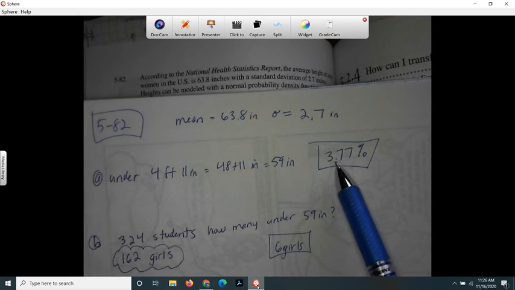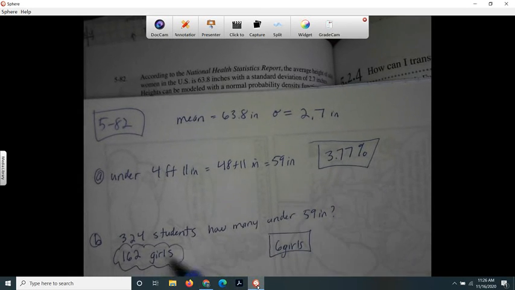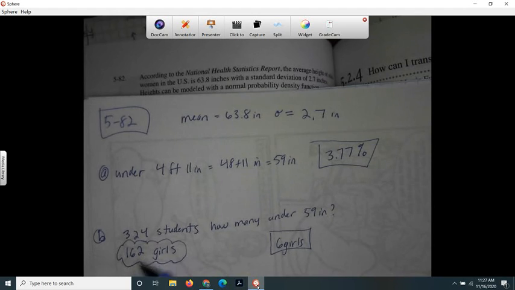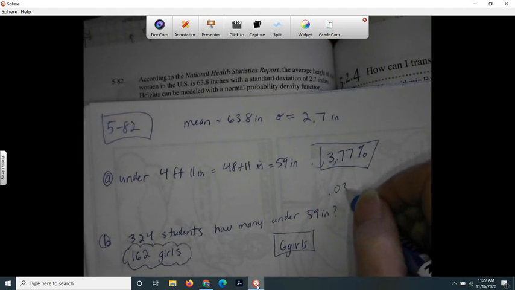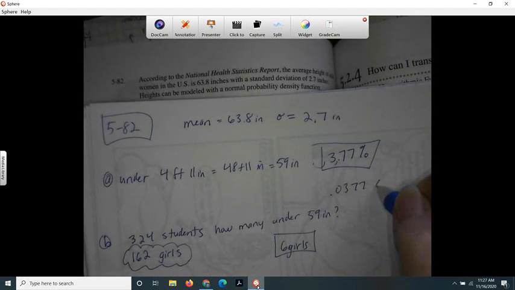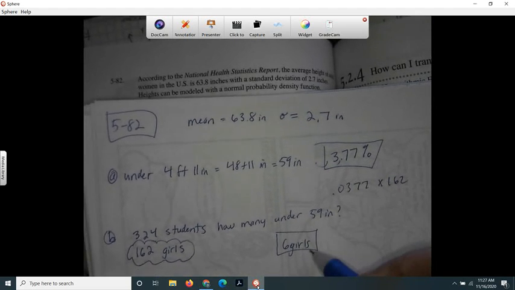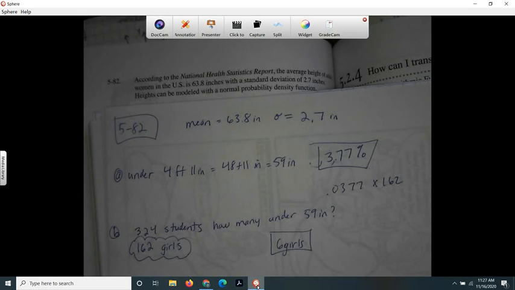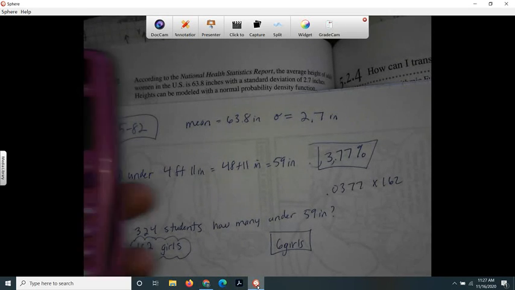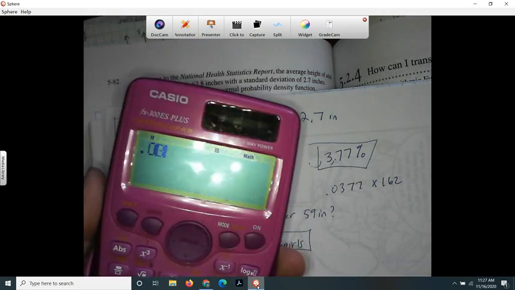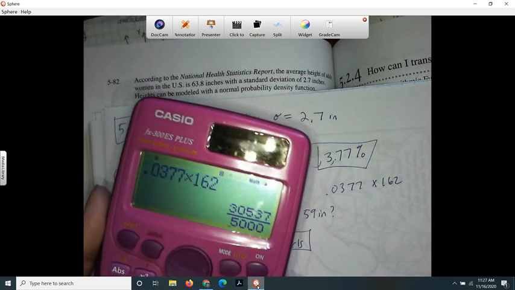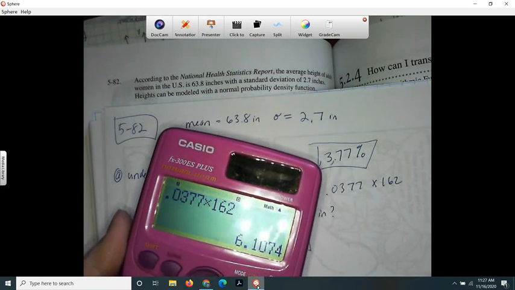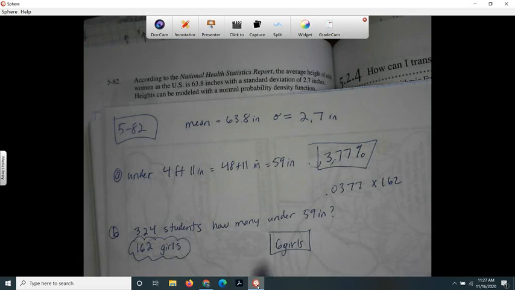So 3.77% of 162 girls, I think I can just multiply, it would be 0.0377 times 162. And I should get 6. I already wrote the answer down. So we can check it. We got about 6. Okay, so we're going to say 6 girls.